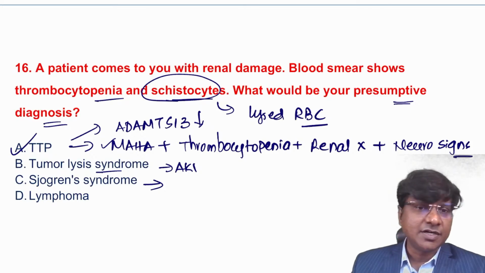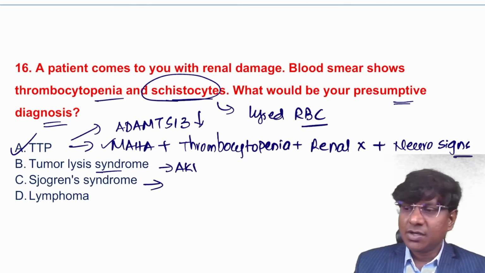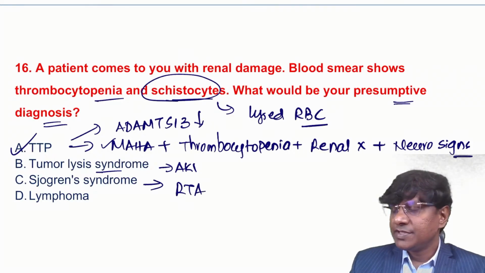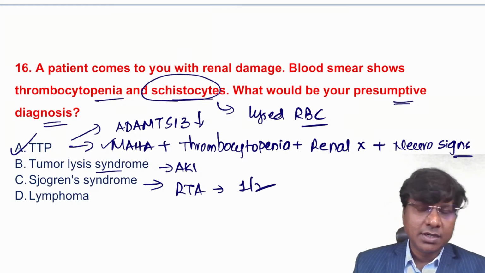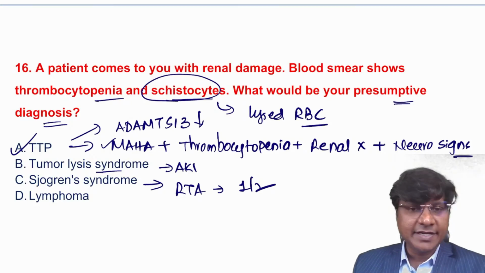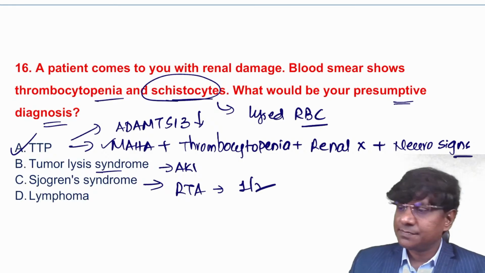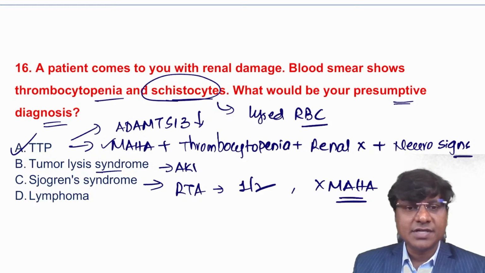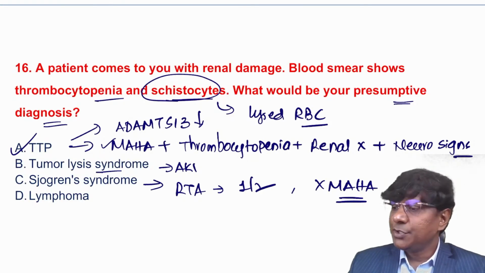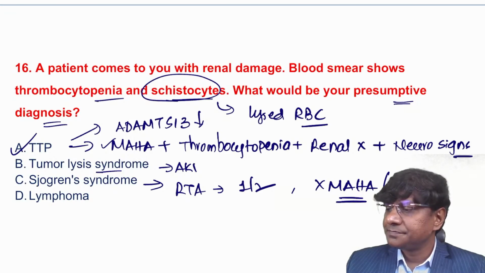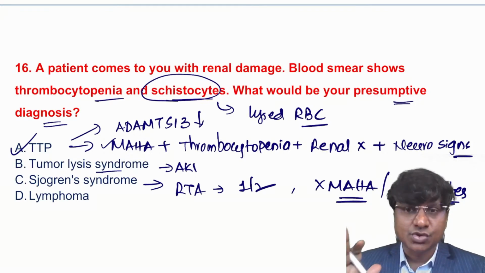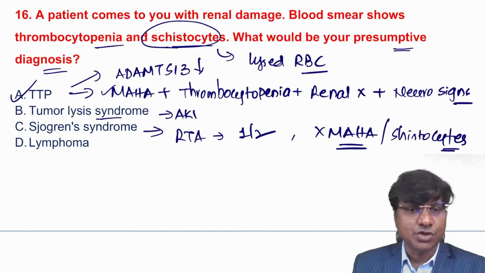Next, you take the third option, Sjogren syndrome. Sjogren syndrome, the typical renal disease that they'll be having is renal tubular acidosis. So these patients can have either subtype 1 or subtype 2 renal tubular acidosis, right? And even in case of Sjogren's, this does not cause microangiopathic hemolytic anemia, right? Okay, sorry, there are no schistocytes in case of Sjogren's.